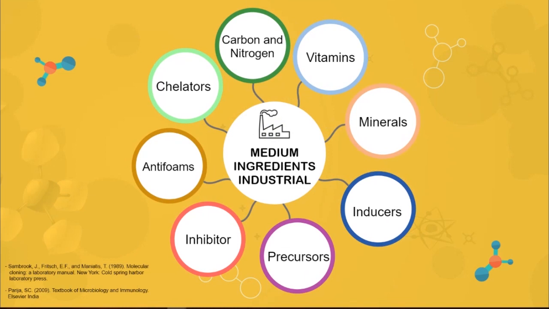Number 6, inhibitors, for example potassium metabisulfite (KMS), which limits growth of wild yeast and bacteria in beer medium. Number 7, antifoams, for example sulfosuccinates for defoaming composition. Last one, chelators to detoxify poisonous metal agents.